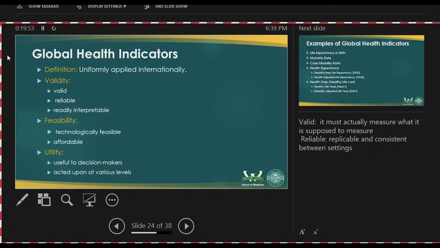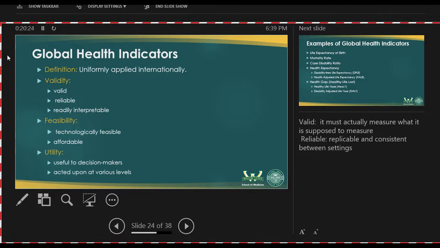So global health indicators. When we talk about a measurement of health, we're trying to get good global health indicators. It's very difficult to find out what is the ideal global health indicator. But there are many global health indicators that have been studied over the years. A good global health indicator by definition should be uniformly applied internationally. So if you have the indicator in India, you should be able to use the same indicator in USA, in Scotland, in Norway.